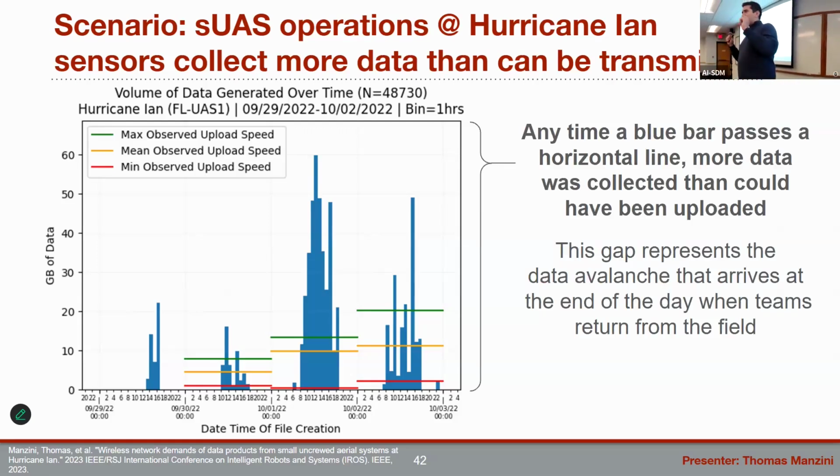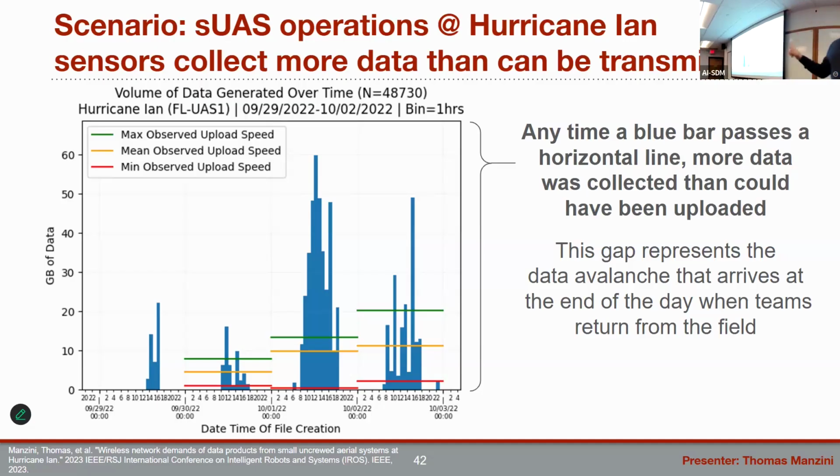I love this chart. I'm going to walk through it just a little bit because it's worth sitting with. The blue vertical lines represent the gigabytes per hour collected by drone teams in the field. And the horizontal bars represent the upload speeds observed in the field, again in gigabytes per hour. So anytime one of those blue bars passes that horizontal line, teams have collected more data than can be uploaded.